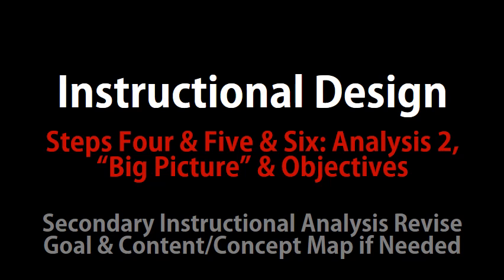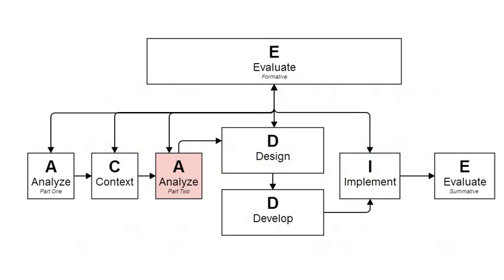The next steps in the instructional design process, steps 4 through 6, involve conducting a secondary instructional analysis once you have identified what context you want to define, and then revising your goal, if needed, and then developing a content or concept map if needed as well. So that is part of the process. It's the second part of analyze.